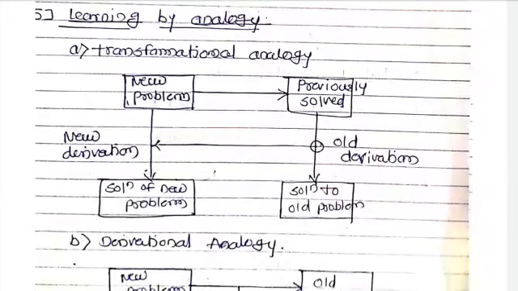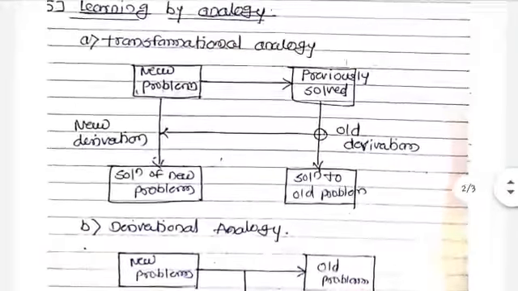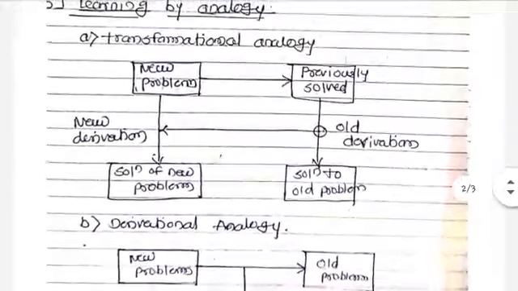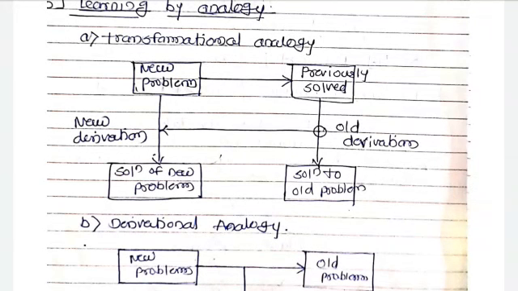Learning by analogy. There are two techniques, transformational analogy and derivational analogy. In the first one, there is a new problem, a previous problem and the solution of the previous problem. So how the solution occurred, and what kind of steps, methods and technology were applied. Then this new problem is compared with the previously solved problem, and that methodology is adopted in the solution of the new problem.